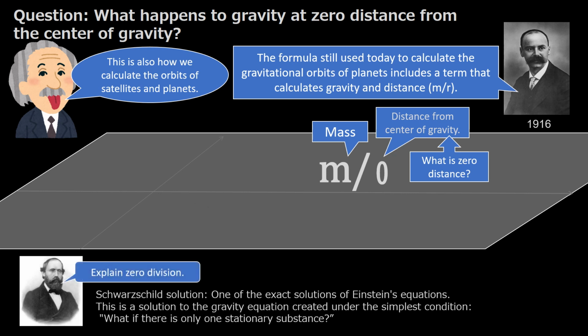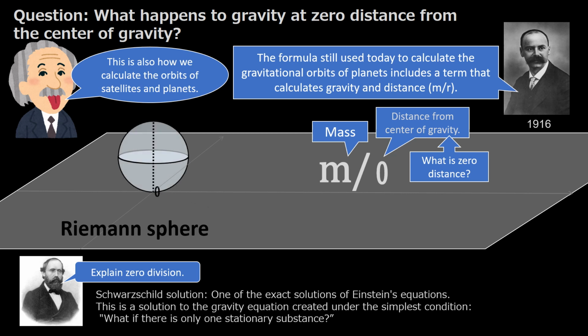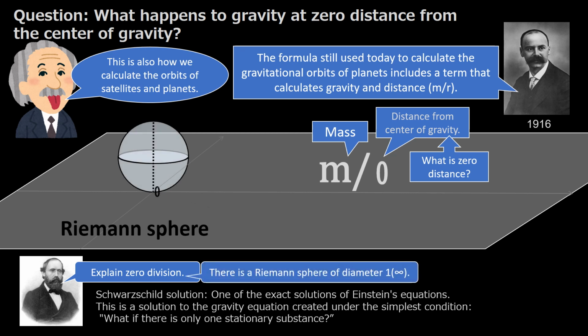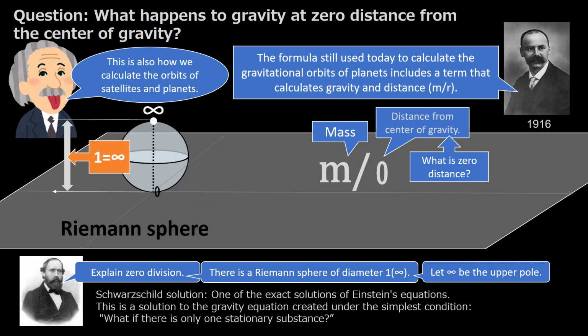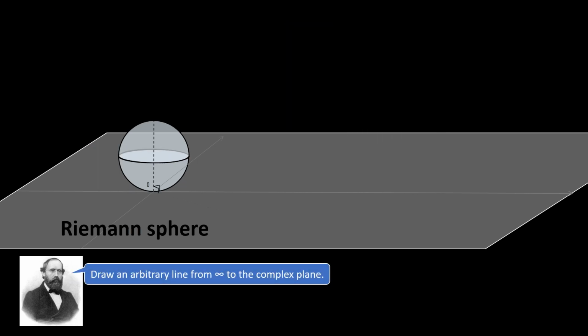Explain zero division. Riemann sphere. There is a Riemann sphere of diameter 1, infinity. Let infinity be the upper pole. 0 distance gravity is calculated by replacing the distance r with 0. Of course, 1 is also the distance of here as well, and it becomes a model in which infinity is aggregated as one point at the north pole of the Riemann sphere.